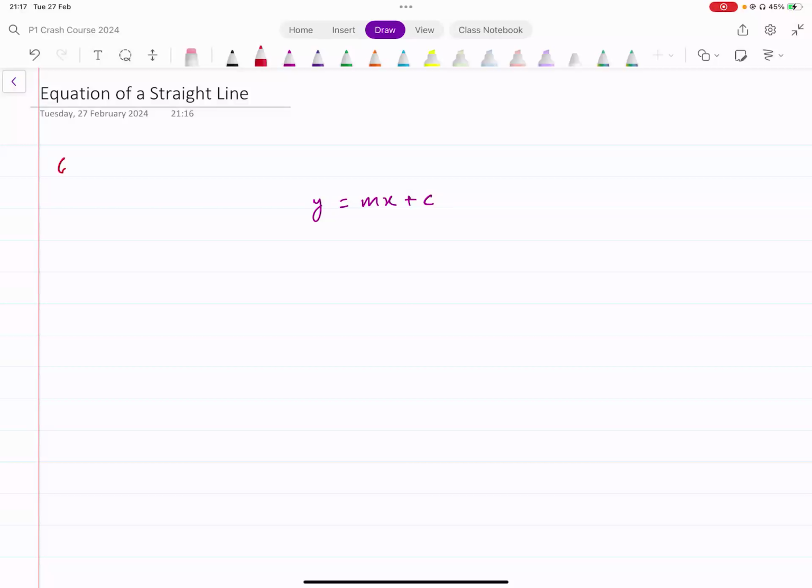This form is called gradient intercept form. What that means is, in order to write down the equation in this form, you need two things. You need the gradient of the line, and the second thing that you need is the intercept. That means the vertical intercept, the y-intercept of this line. If you have both of these things given, you can write down the equation.